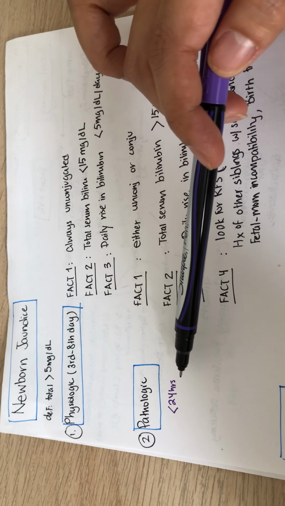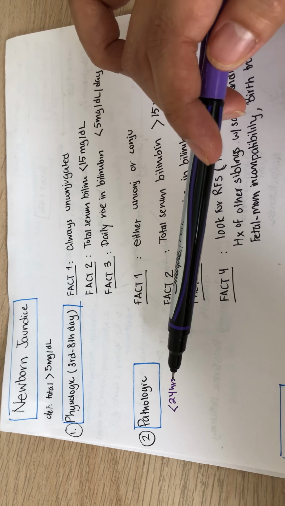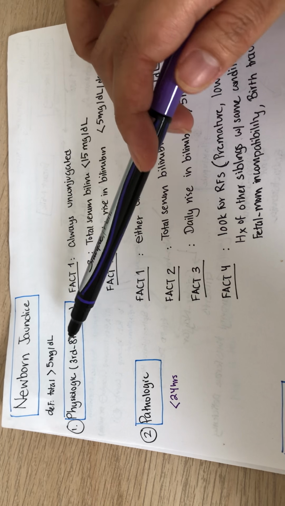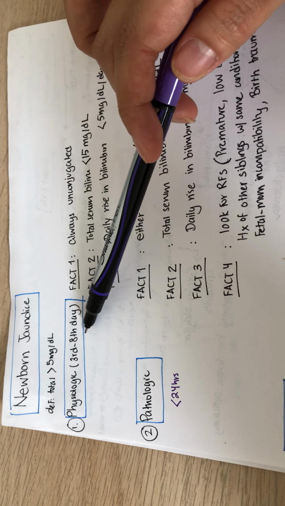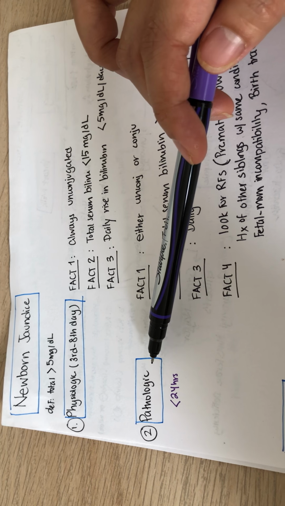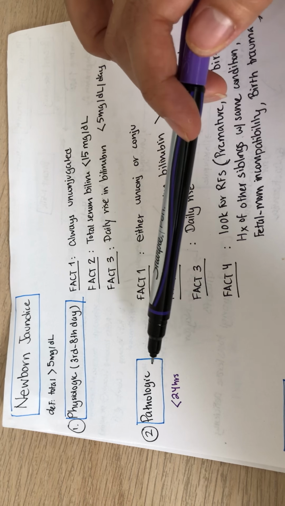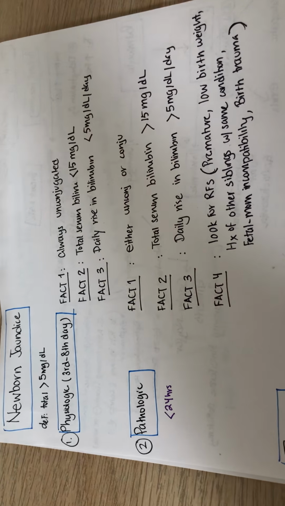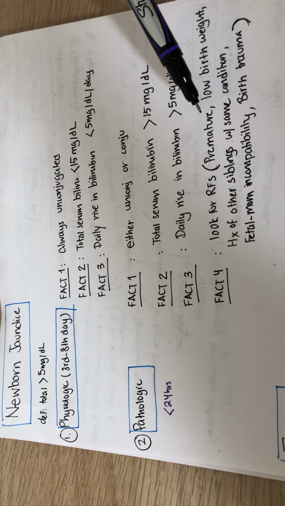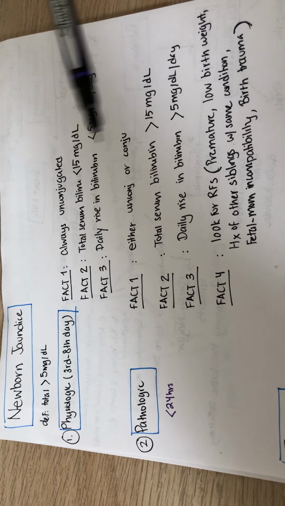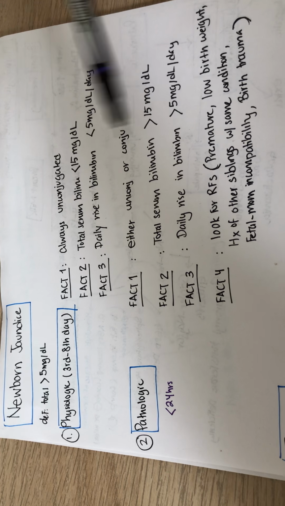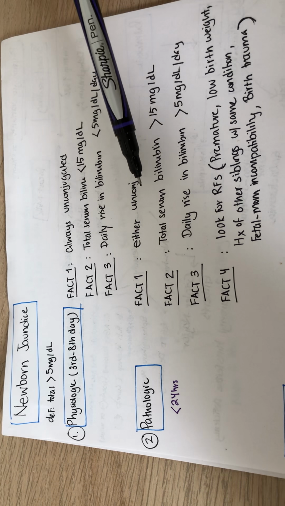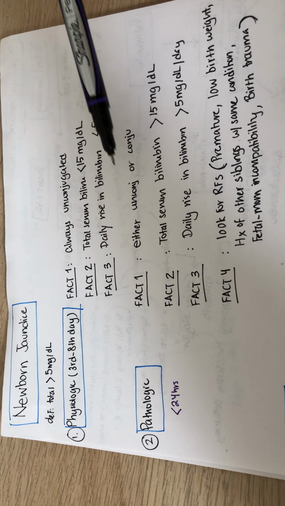Pathologic jaundice always shows up in less than 24 hours. And physiologic shows up between the 3rd to the 8th day, so it's never in the first day. If the newborn has jaundice within the first 24 hours, it's always pathologic. There are a few facts you can use to tell whether it's physiologic or pathologic. Physiologic is always unconjugated. Pathologic is unconjugated or conjugated.